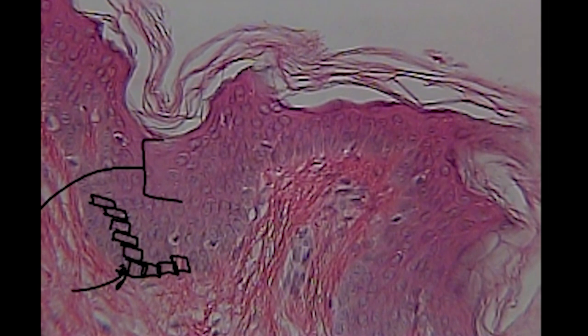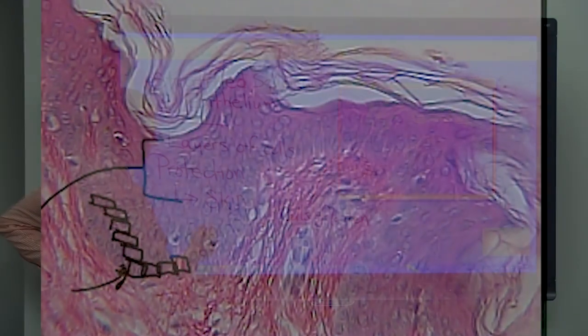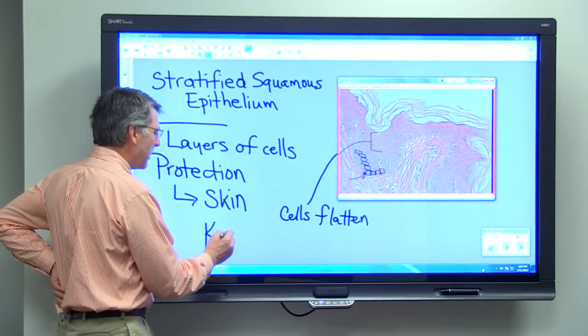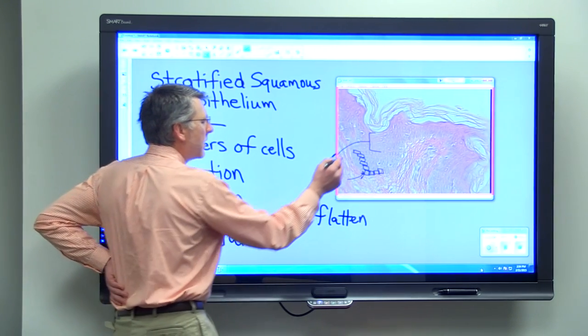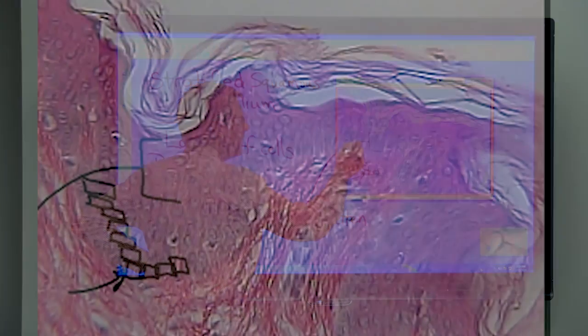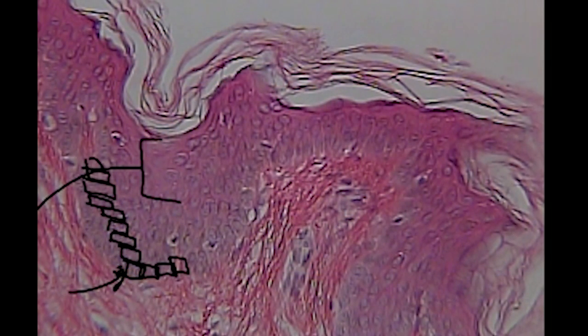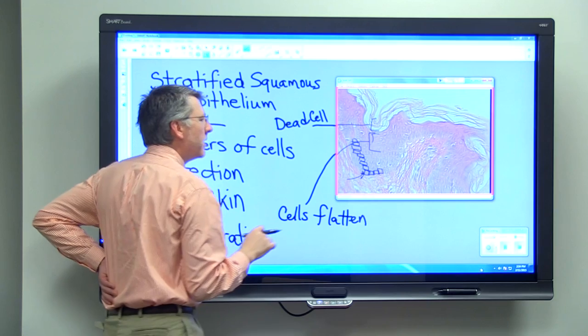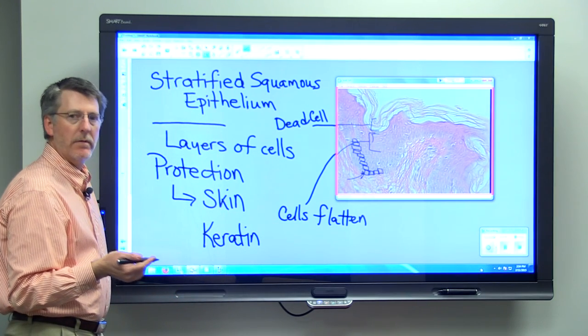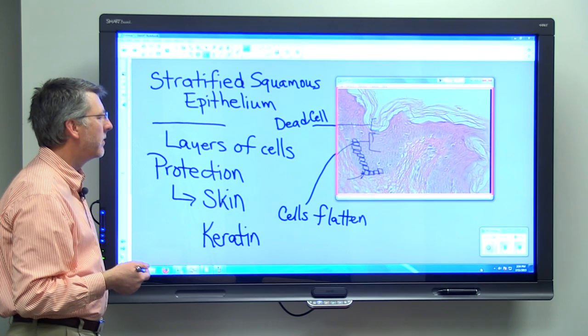And in your skin, as the cells get older, they take on a protein called keratin. And as they take on this keratin, the cells flatten more and more. And by the time they get up in this area, many of them have lost their nucleus. And if you look in this area, you can see cells that are no longer living. But that layer of dead cells really helps afford you even more protection before you get to the living cells.